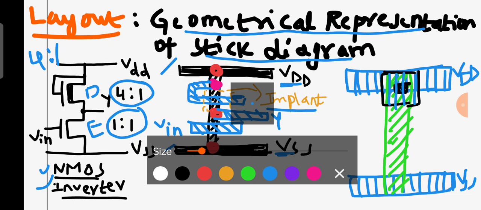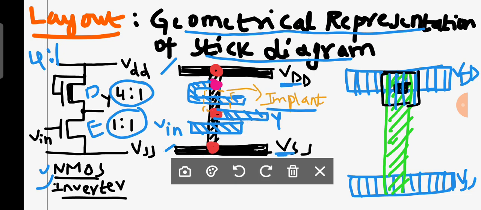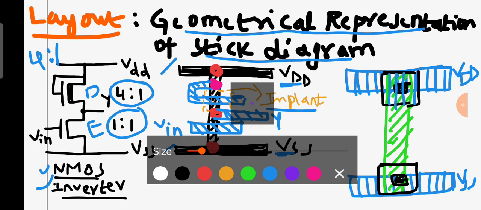Now here also you can observe that you require a metal. That means we require a contact area. I will draw it more clearly. You can observe here. Yeah, absolutely. Then you require a contact cut. Okay. Now here metal should be there.